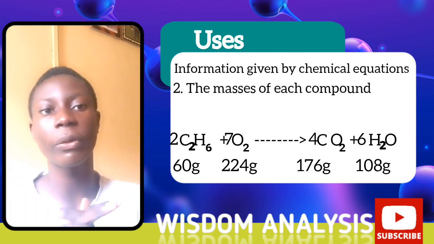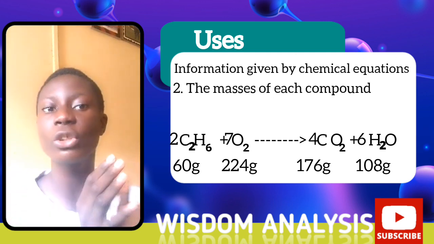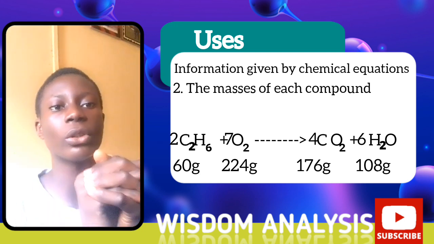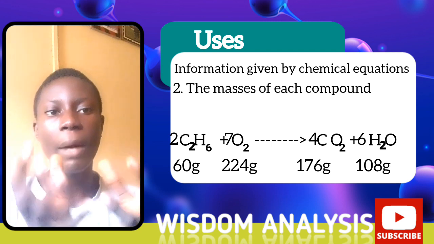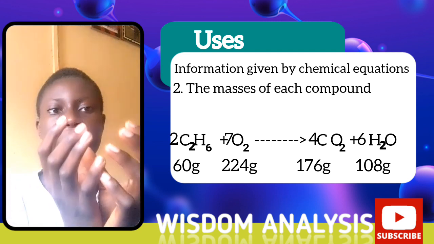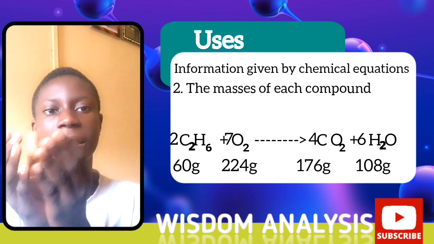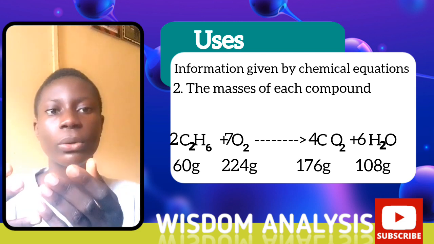So the second thing you can get from a chemical equation is the masses of each compound. Don't worry, we'll soon go into how to calculate relative molecular mass. So you can get the amount, that is the total mass of the substance, from the information given by the chemical equation.